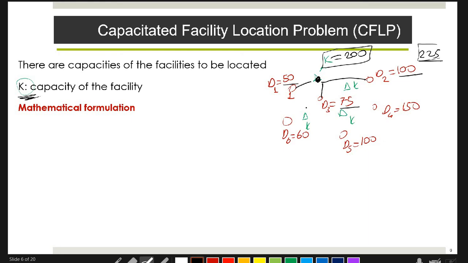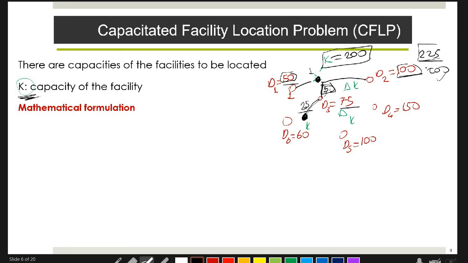But in this case, what can I do? For example, an alternative solution can be like this. Just establish another facility here. So with that facility, satisfy the 3rd customer. How many units? Let's say 25 units of that customer you satisfy from here and 50 from there. Now, what is the total amount that I am satisfying from this first facility? 50 plus 100, which is 200. Now it is a feasible solution.